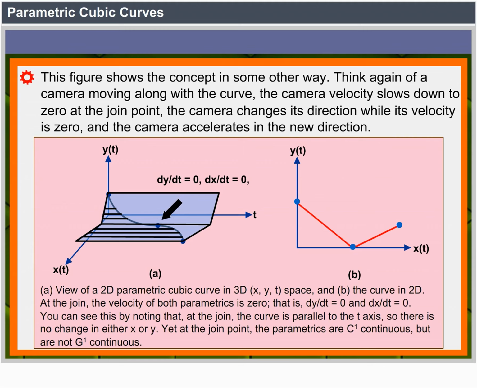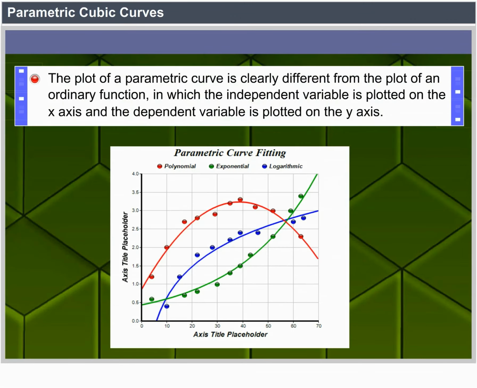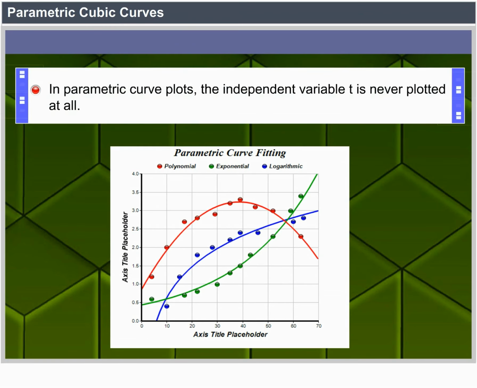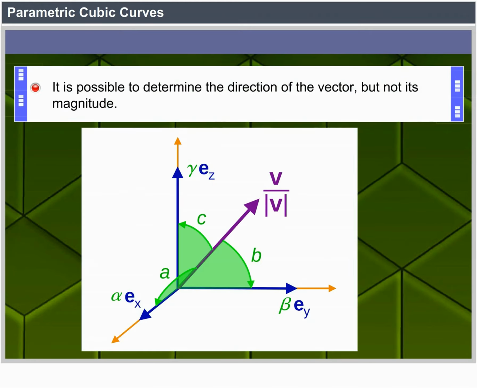The plot of a parametric curve is distinctly different from the plot of an ordinary function, in which the independent variable is plotted on the x-axis and the dependent variable is plotted on the y-axis. In parametric curve plots, the independent variable t is never plotted at all. This means that we cannot determine, just by looking at a parametric curve plot, the tangent vector to the curve. It is possible to determine the direction of the vector, but not its magnitude. This can be seen as follows.